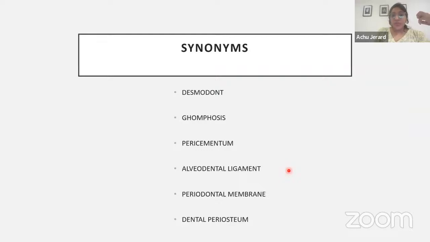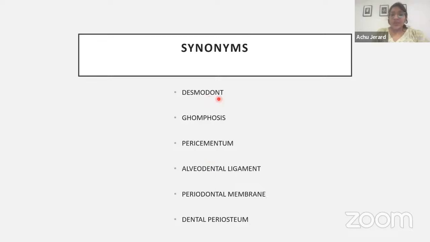The synonyms, you need not study by heart, but you should just know what and when. For example, the pericementum, then the periodontal membrane. All these are other synonyms of the PDL. Because if a question asks regarding pericementum, you should not think it is something related to cementum. It is the periodontal ligament itself. So you just go through it.